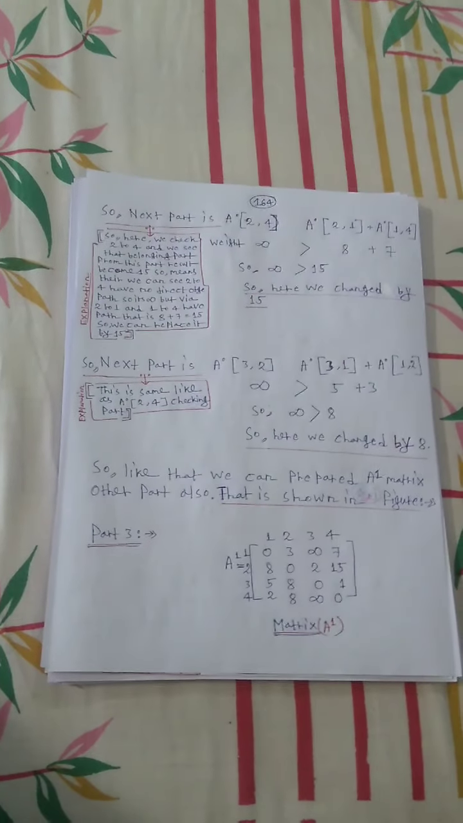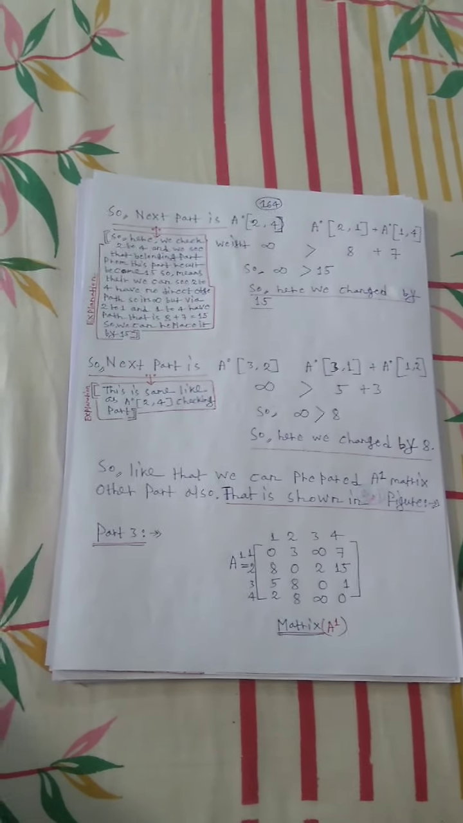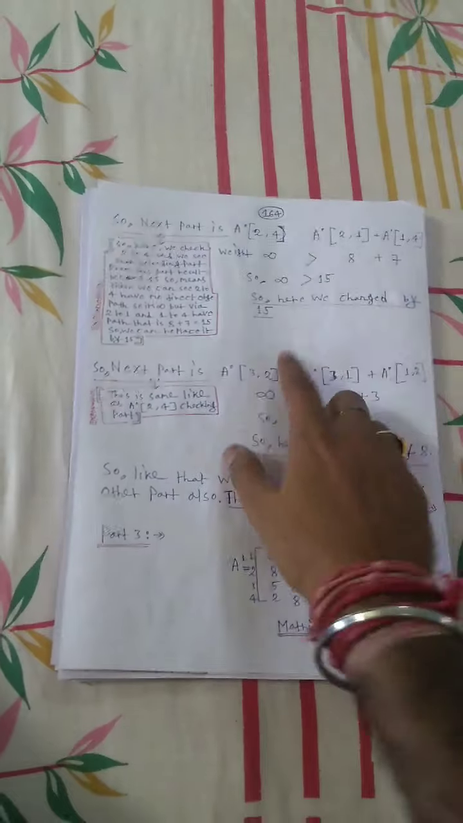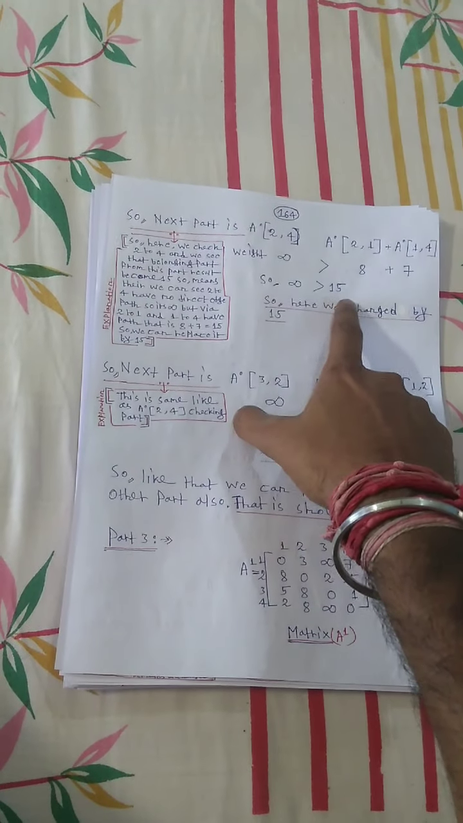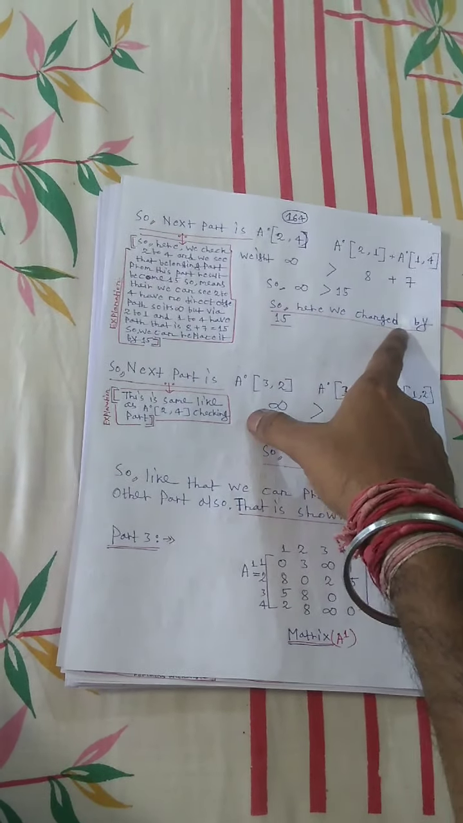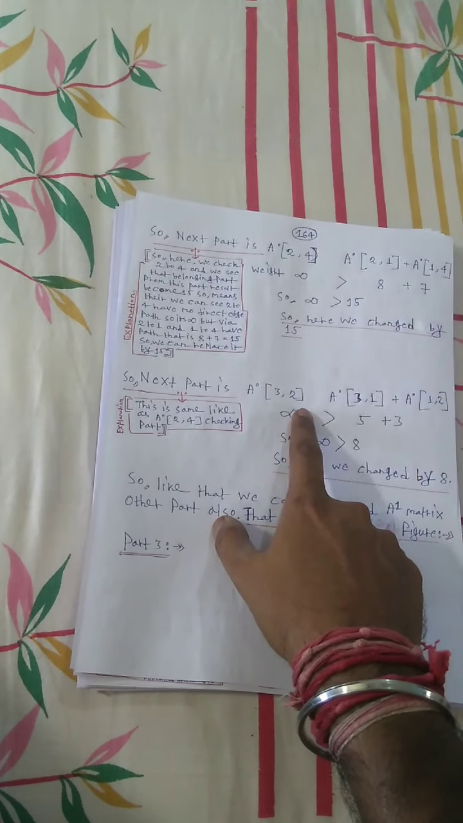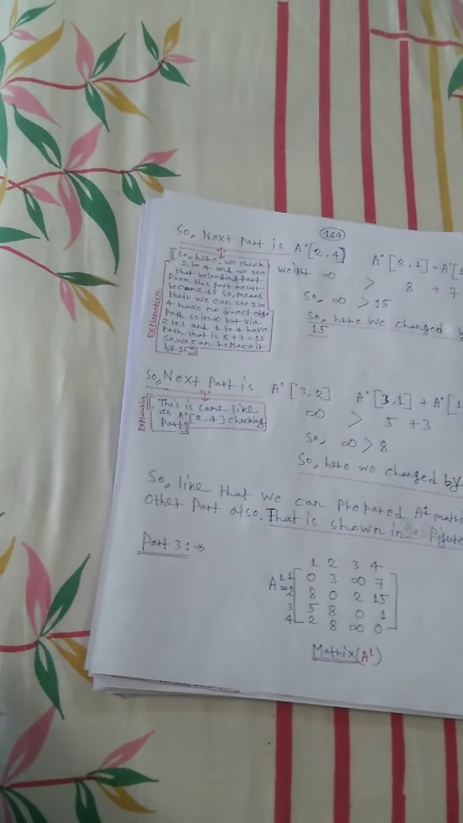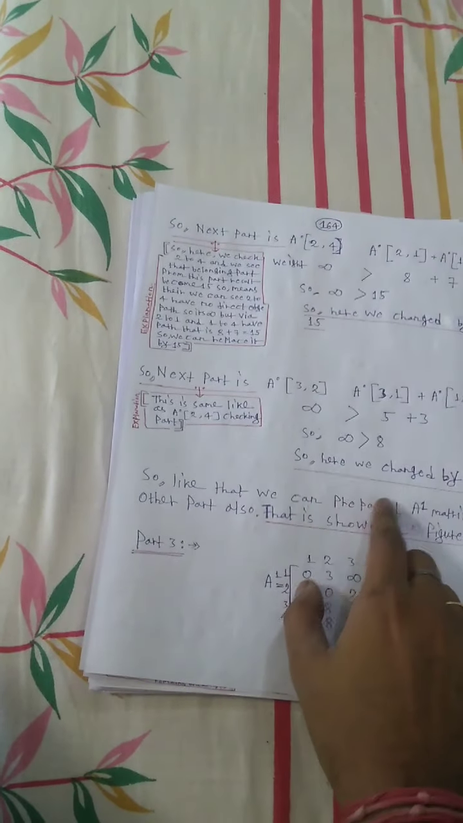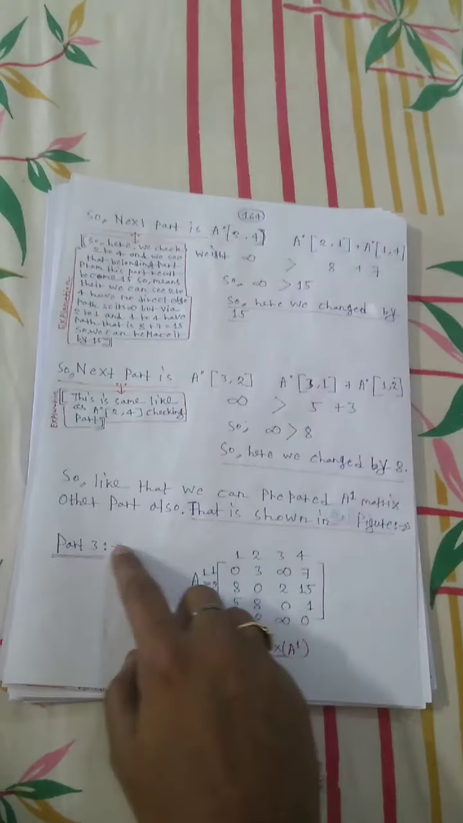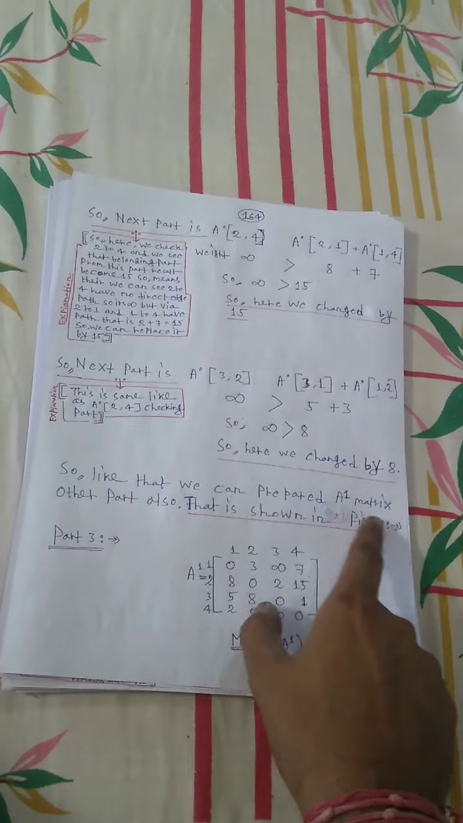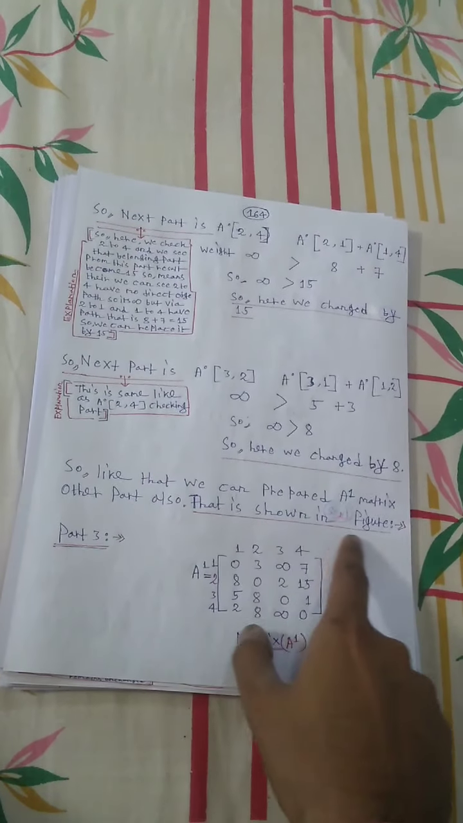Next, the weight is infinity, and infinity is greater than 15, so here we change it to 15. Next, if I check 3 to 2, infinity is greater than 8, so here we change it to 8. Like that we can prepare the A1 matrix. The other parts are also shown in the figure.